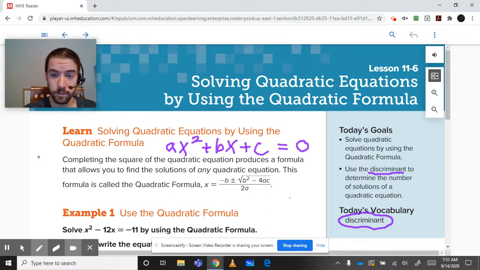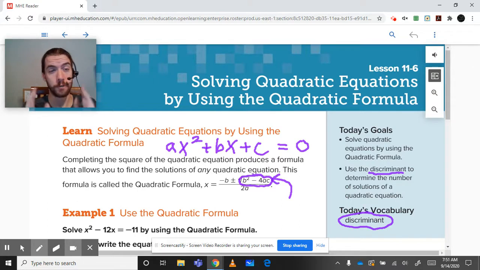As a little preview here, the discriminant is this part. What we're saying is that part right there, b squared minus 4ac, will tell you something about the equation. If you just focus on that part by itself, it'll tell you how many solutions there are going to be. You might get 2 solutions, 1 solution, you might get no solutions. You're going to discriminate between those options by looking at what's called the discriminant of the quadratic formula. All right, so let's get to it.